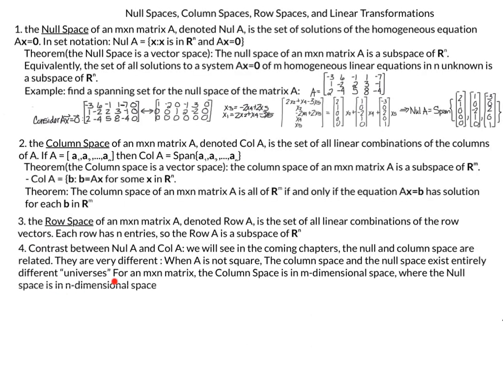Before we go on, we're just going to take a moment to contrast the null and the column space. So we'll see in the coming chapters the null and column space are related. They are very different, however. When A is not square, the column space and the null space exist in entirely different universes. In other words, for an m by n matrix, the column space is an m-dimensional space. Remember, it's a subset of Rm, whereas the null space is an n-dimensional space. Remember, it's a subset of Rn.